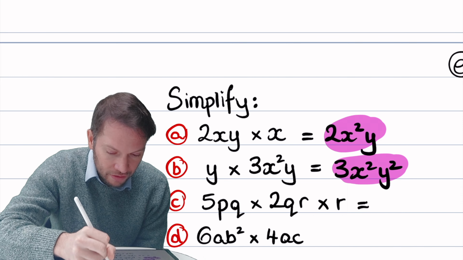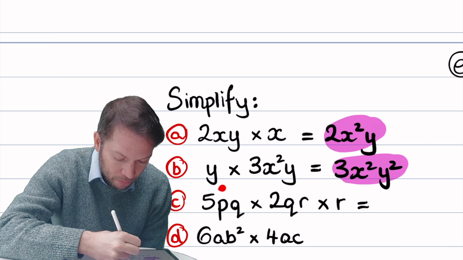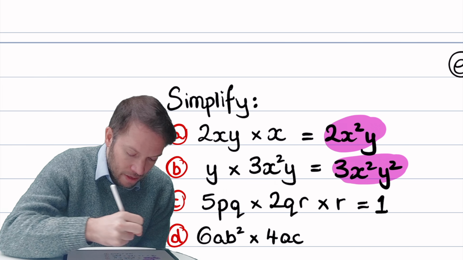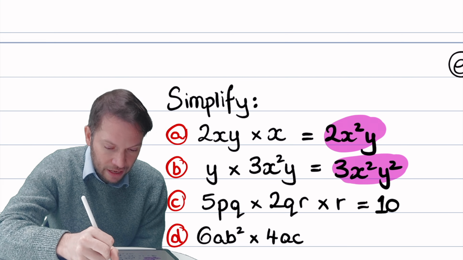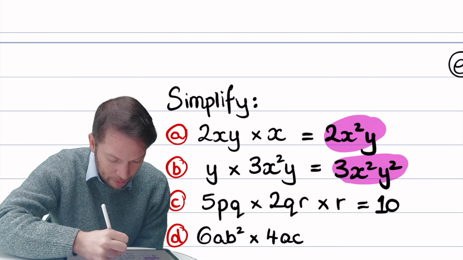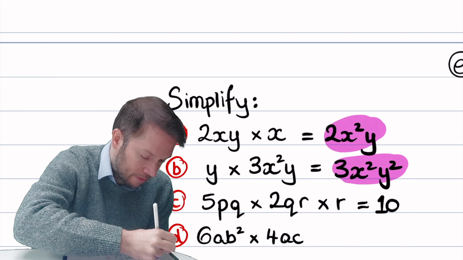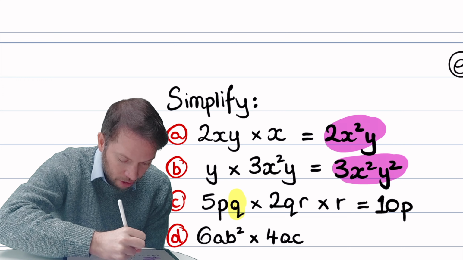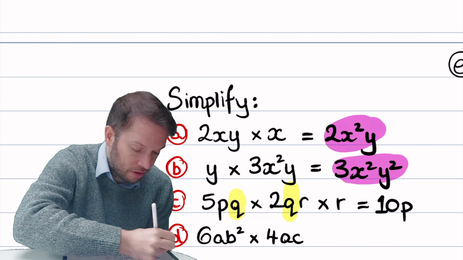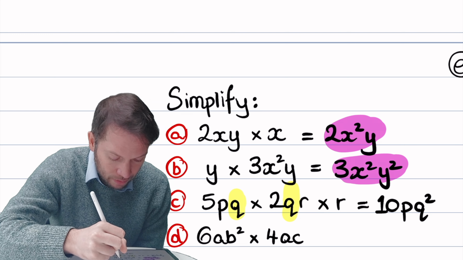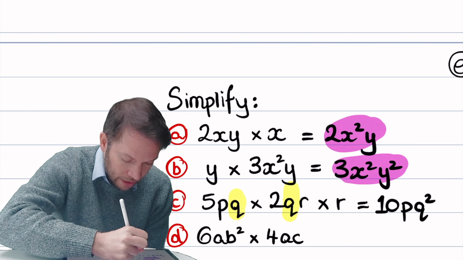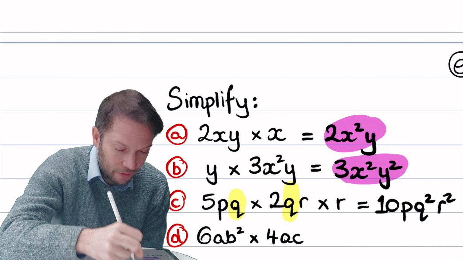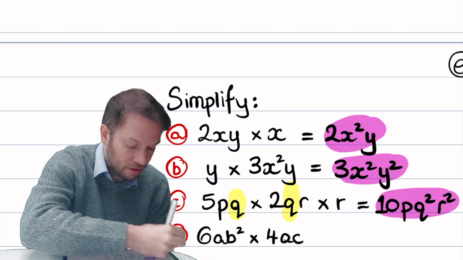Okay, the next one, getting slightly harder. What about numbers first? Well, I can see we've got 5 multiplied by 2, so that is 10. And then the letters, the variables in alphabetical order: P comes first. So I can see a P there. There's no other P's, so that's just P. Then I can see we've got a Q here and a Q here. Q times Q is Q squared. And then with the R's, I've got an R here and an R here. R times R is R squared. And that is the final answer. It's 10P Q squared R squared.